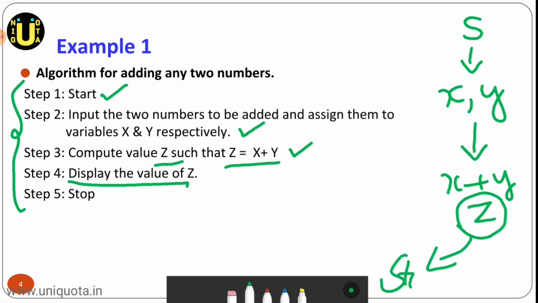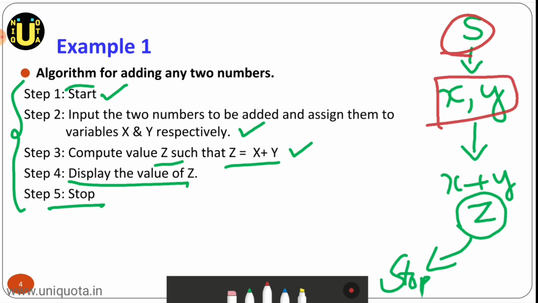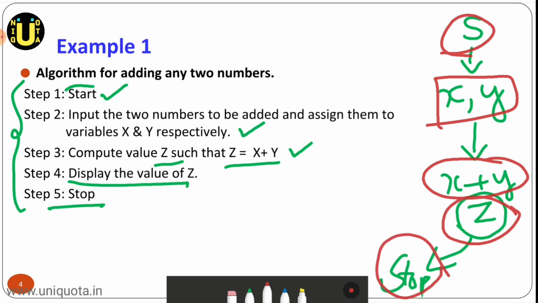Then the algorithm must stop here. You should write start and stop. If you don't write start and stop, it may cost you marks as per the teacher. So I think you have understood this. You start it here, and then x and y are taken as input, then x plus y is added, then z is displayed, and the program stops. So this was example 1.